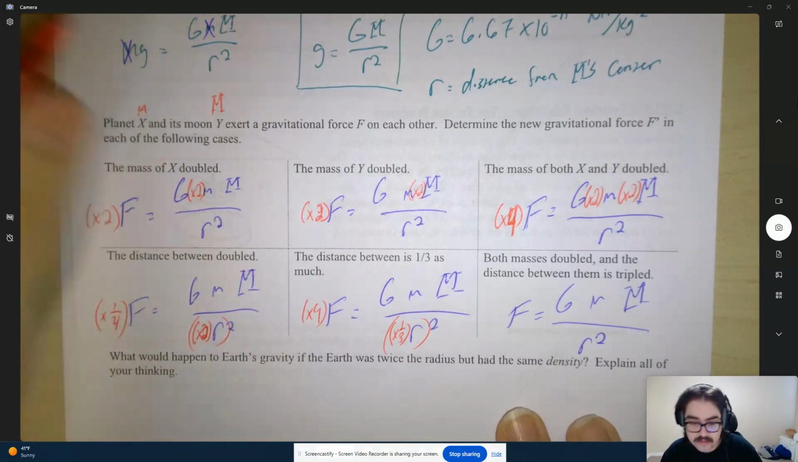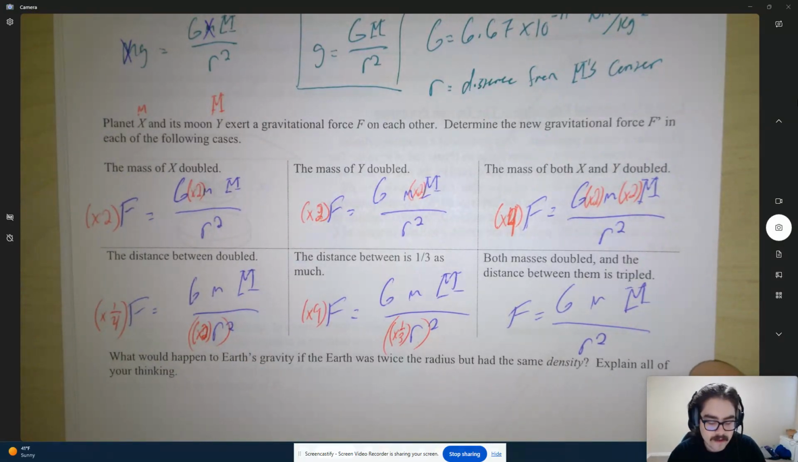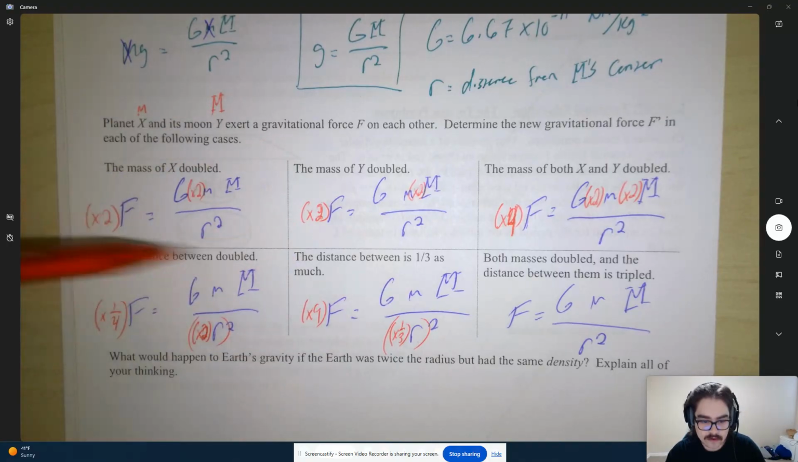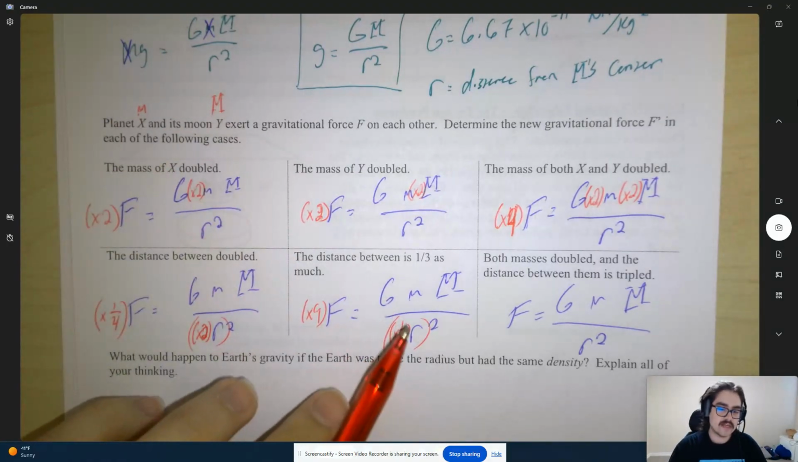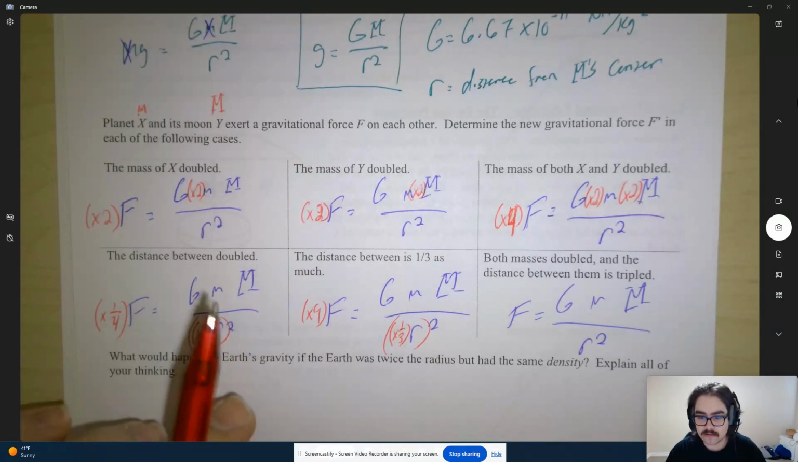Now, if you haven't noticed already, this is very similar to electrostatics, where you have the inverse square law happening. If the radius becomes 1/3 of what it was, then the force increases by 9 times. That's the inverse square law.